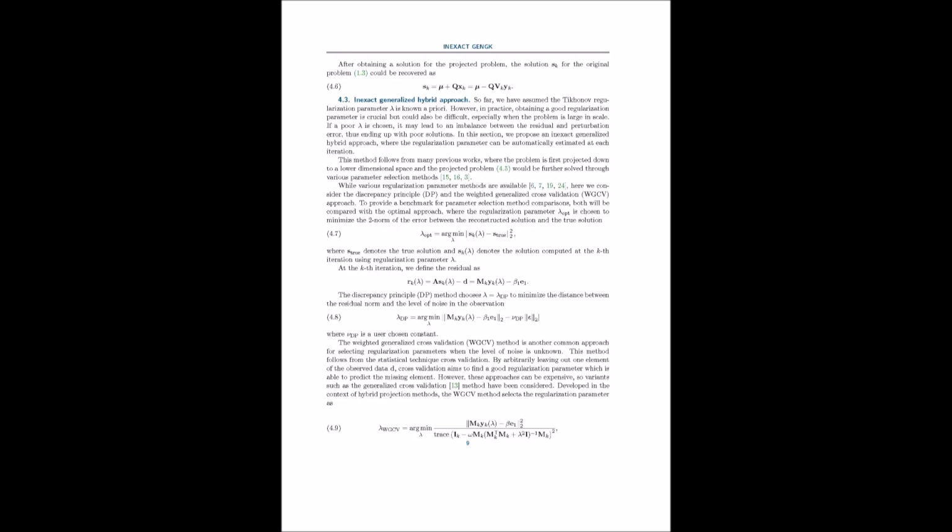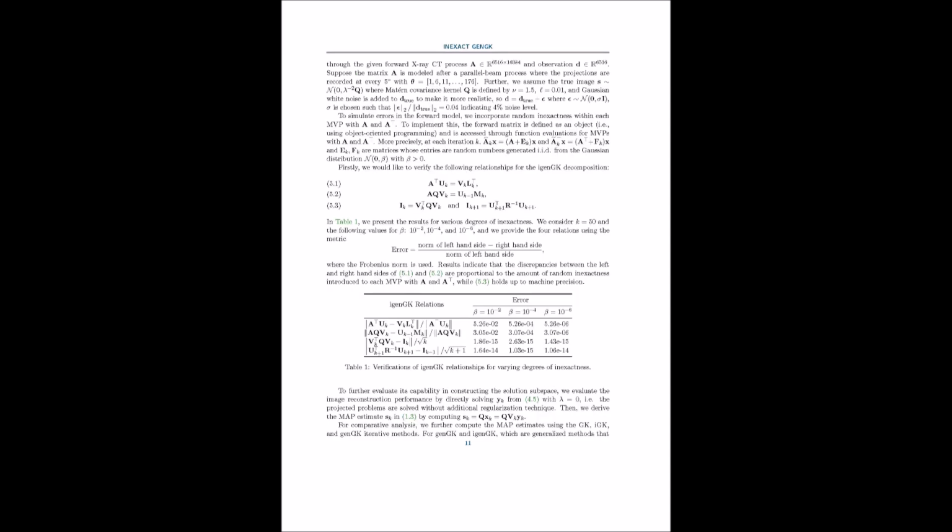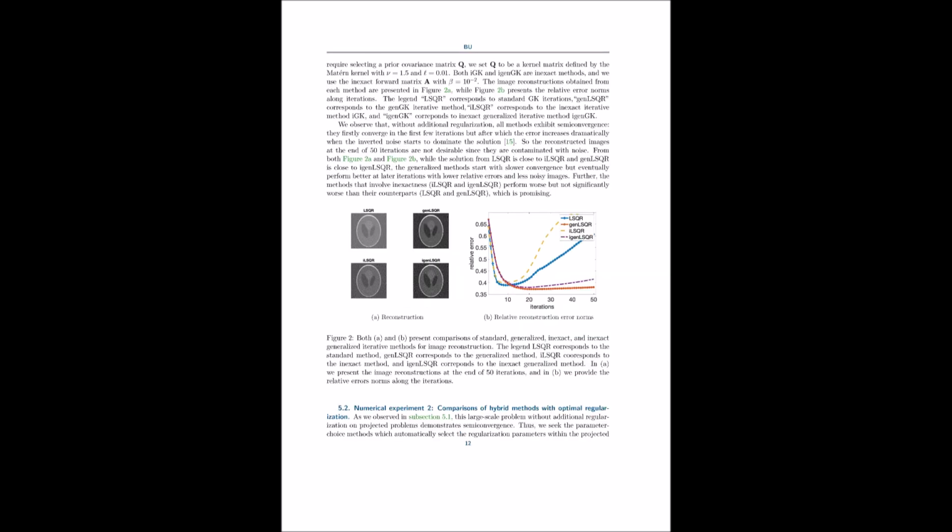Let's first look at the results without regularization. It seems that semi-convergence rears its ugly head again, especially when the initial inexactness is large. That highlights the importance of regularization in stabilizing the solution. Absolutely. And when they incorporate the igenHyBR method with optimal regularization, the reconstructions improve significantly and the convergence becomes much more stable. But here's a fascinating observation.